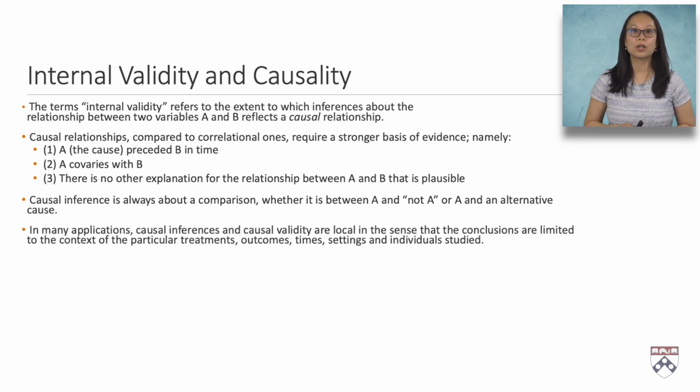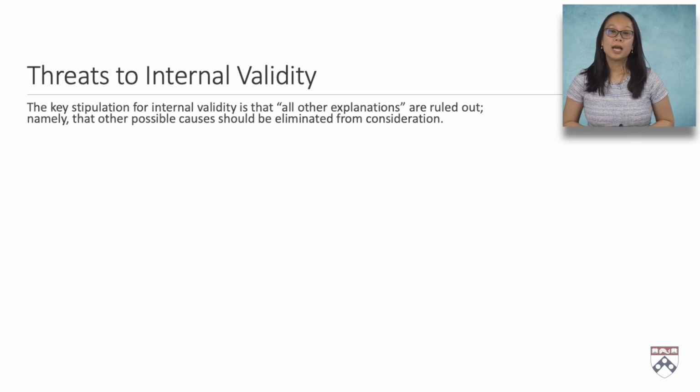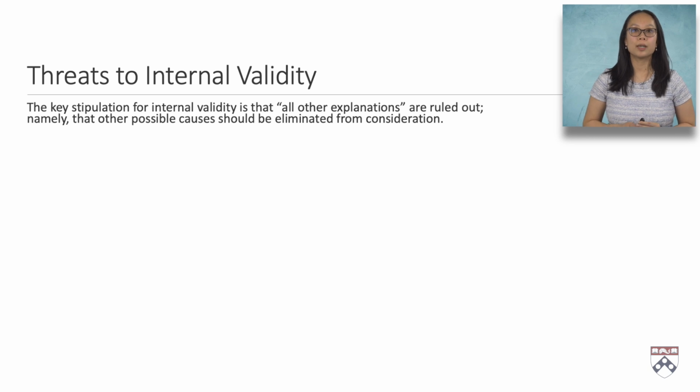In many applications, causal inferences and causal validity are local in the sense that the conclusions are limited to the context of a particular treatment, particular outcome, setting, time, or individuals that are studied. Now, in practice, there are several threats to internal validity, which have become the source of a lot of ongoing research in causality, specifically in non-experimental settings. The key stipulation for internal validity is that all other explanations, which was the third point that I pointed out, are ruled out, namely that other possible causes should be eliminated from consideration.